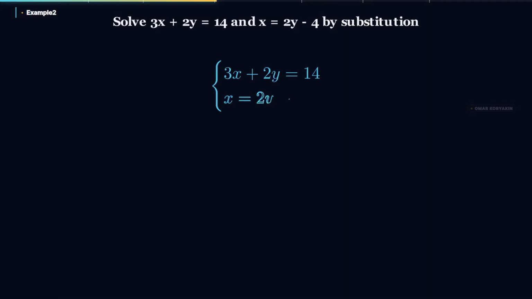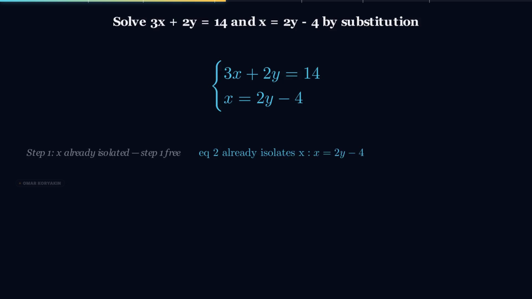Here is the second worked example. Solve the system 3x plus 2y equals 14 paired with x equals 2y minus 4 using the substitution method. The second equation already has x isolated, which gives substitution a head start and makes this example especially clean.